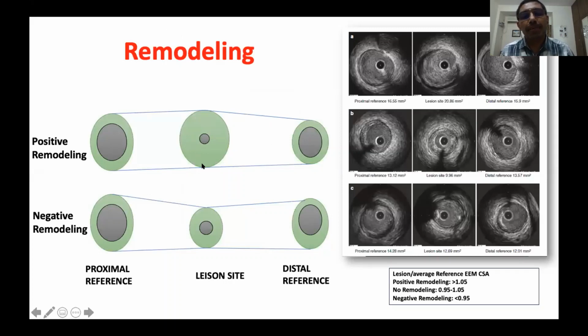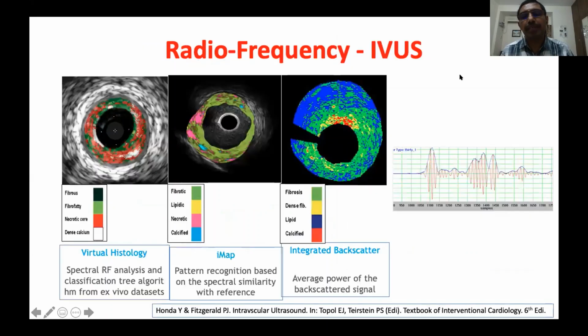And what is remodeling? Remodeling is a change in the vessel size at the lesion site compared to the reference segments. If it is bigger, it is called positive remodeling. And if it is smaller, it is called negative remodeling. So these are the two reference segments. When the disease segment is smaller, that is negative remodeling, which appears typically in chronic stable angina patients. Here you can see that this is bigger than the reference. This is positive remodeling, usually occurring in ACS patients.